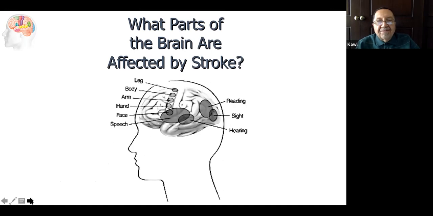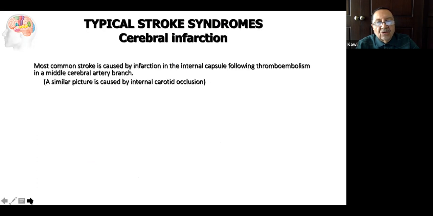So what parts are affected by the stroke? We can see here that the leg is represented here, the arm is represented here, the face is represented here. That's why usually the arm and the face are in close proximity, so they get involved together. If this is in the dominant hemisphere, then there is aphasia. There is a problem with reading over here, sight over here, hearing over here, and so on. So the somatotopic representation is important.